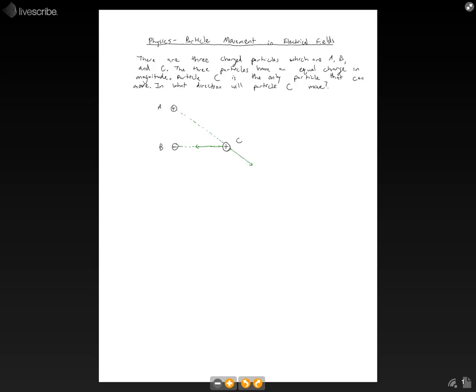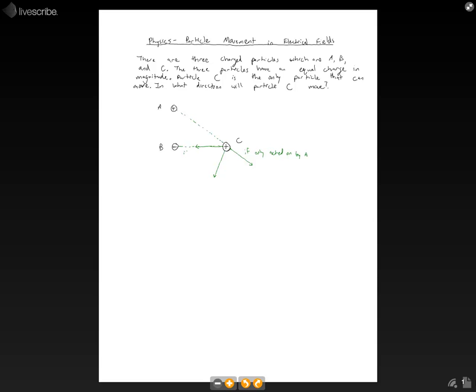Now we need to find basically the equivalent of these two. The way you would do that is you would assume these two directions are forces, and then you just add them, tip to tail. So if you take one of these arrows and put it on the other one, you would get an end result force that would come out to about there. And that would be the direction that C would actually move in.